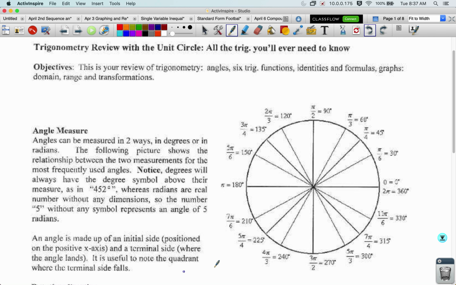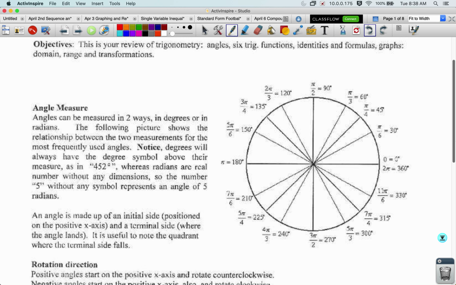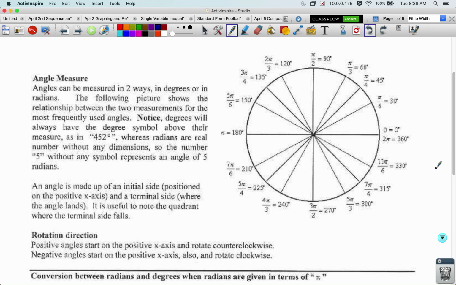Starting with angle measures. Angles can be measured in two different ways, in degrees or in radians. The following picture shows the relationship between the two measurements for the most frequently used angles. Notice degrees will always have the degree symbol above their measure, whereas radians are a real number without any dimension. So the number 5 without any symbol represents an angle of 5 radians. What I'll say about this is that radian measurements almost always have pi somewhere in their measure, because that's what connects them back to these degree measurements, makes them useful.